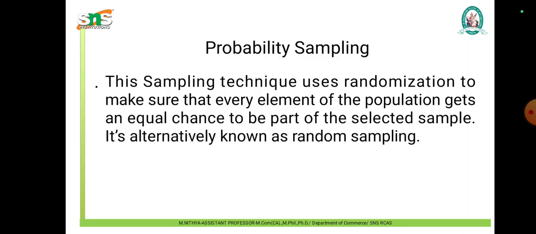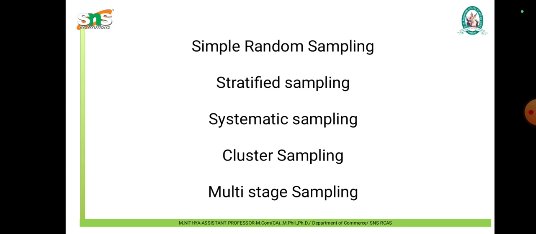Let's see the topic probability sampling. In the previous video we have seen what probability sampling and non-probability sampling are. Today we are going to see the classification of probability sampling. Probability sampling has four types: simple random sampling, stratified random sampling, systematic sampling, and cluster sampling. The multi-stage sampling method is additionally added into the probability sampling method.